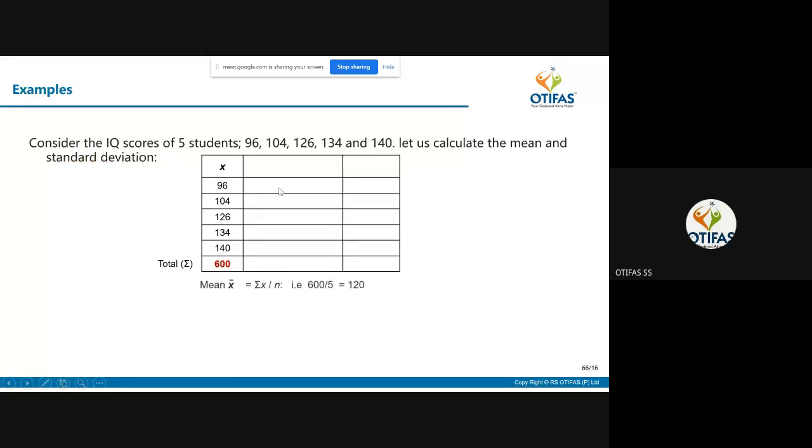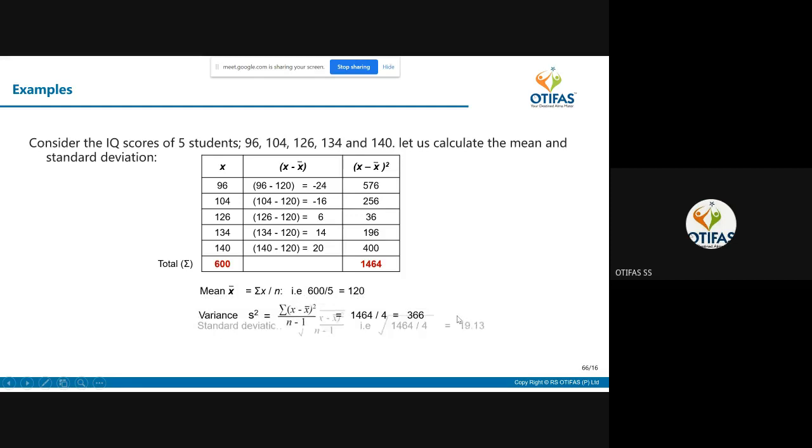Now, suppose you have 5 students. The IQ scores are like 96, 100, and so on. The total is 600, so the mean is 120. Then X minus X bar: from each value you subtract the mean, and then you get this, and then square it, and calculate the total of the squares, so you can find the mean and standard deviation. So this is the variance, this is the standard deviation. So the central tendency of these marks is 120, and the spread is 19.3.